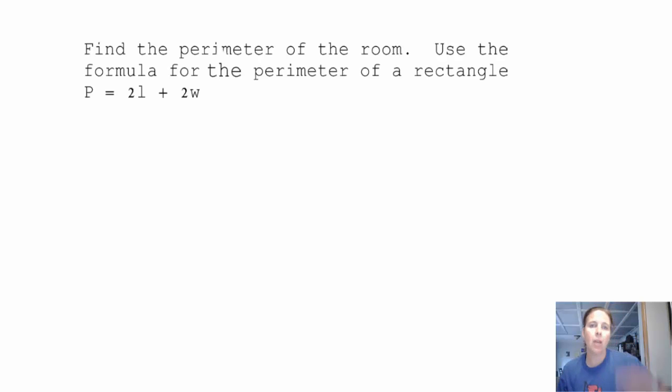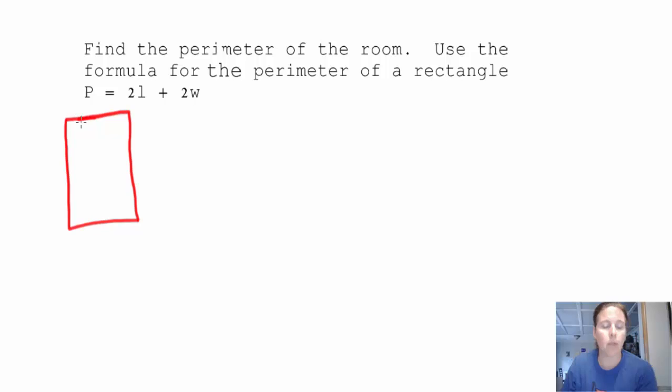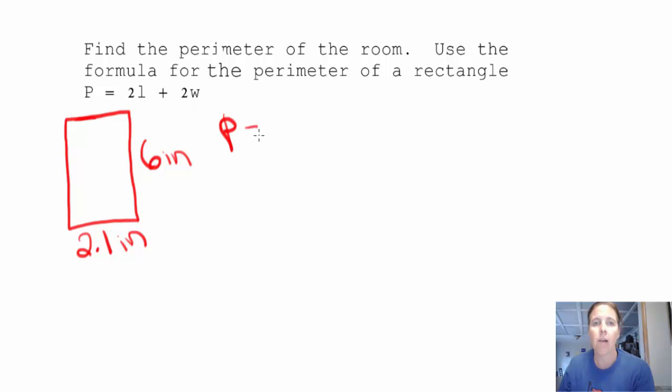Next example. Find the perimeter of the room. Use the formula for the perimeter of a rectangle, P equals 2 times length plus 2 times width. Here is the room we're going to use. It's a rectangular room, and we're going to use 6 inches and 2.1 inches. We have to find the perimeter. Yes, you can just add up all the sides, but this is technically the formula, so that's what we're going to use.